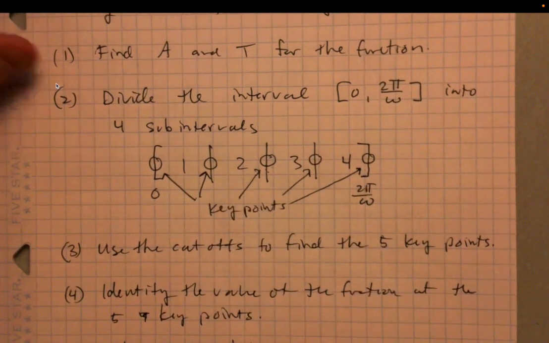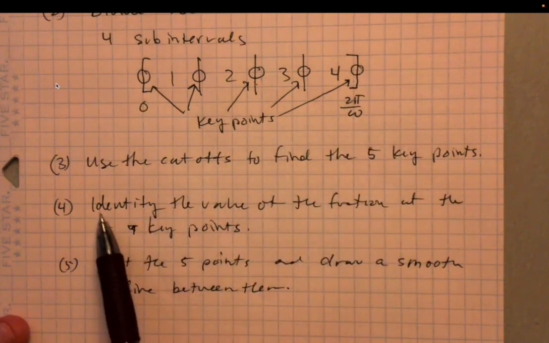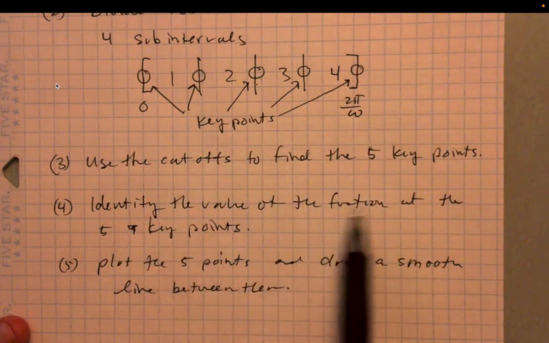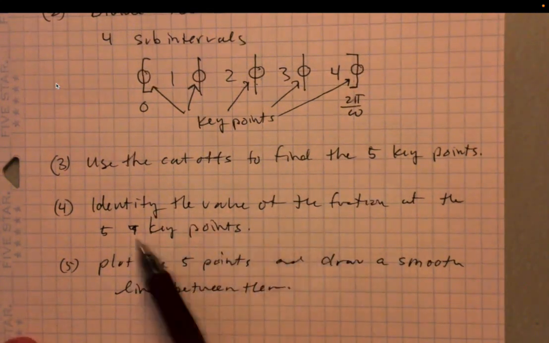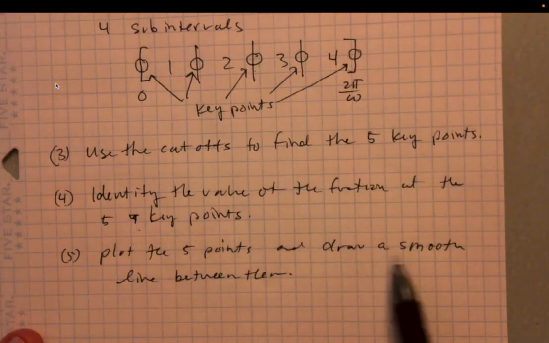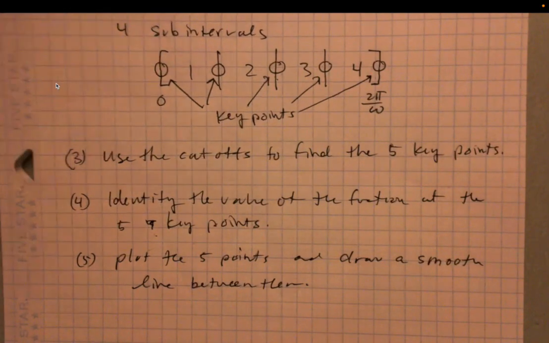We'll do an example in a second. You'll see this is pretty straightforward. Once you've got the 5 key points, you basically plug them into the function to identify the value of the function at the 5 key points. We'll do an example in a sec. That'll be clear. And then you just plot those 5 points, and you draw a smooth line between them. It's just that easy. Okay.